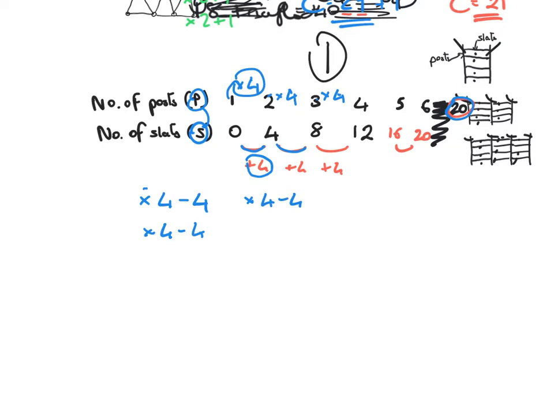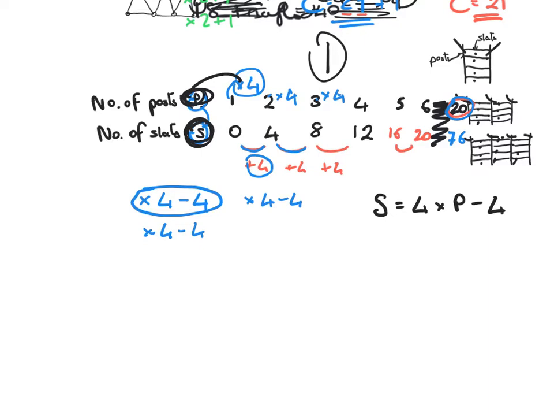So the rule is to times by 4 and take away 4. So 20 times 4 is 80, and 80 take away 4 is 76. That's the quick way of doing it. Okay, the rule is times 4 take away 4. Let's put that now into a formula. So this is to find the number of slats. So to get the number of slats, you get the number of posts and you multiply it by 4 and then take away 4. We can shorten that down and that will be S equals 4P take away 4.